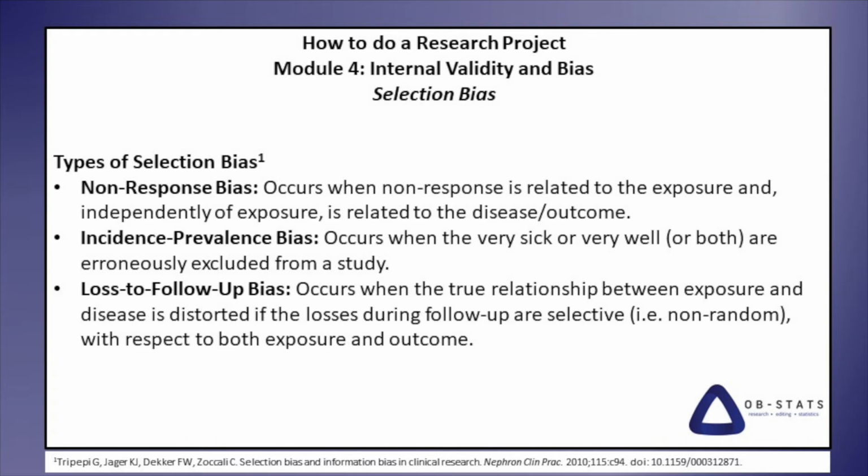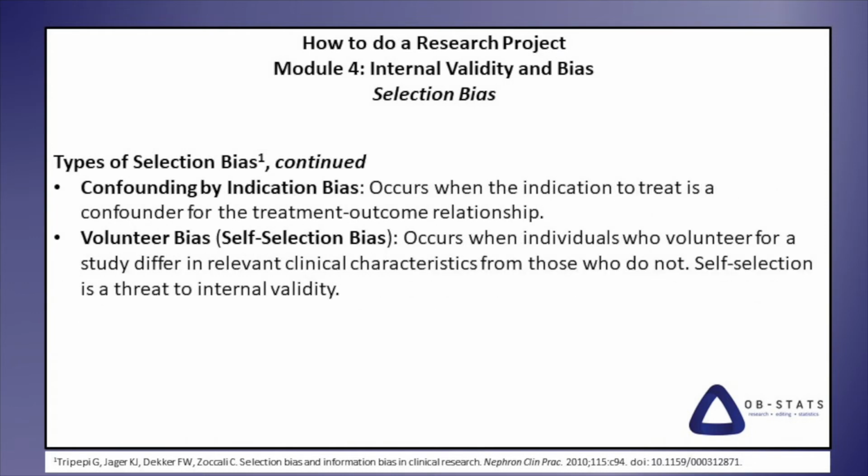Incidence prevalence bias. Incidence prevalence bias occurs when the very sick or very well, or both, are erroneously excluded from a study. Loss to follow-up bias. Loss to follow-up bias occurs when the true relationship between exposure and disease is distorted if the losses during follow-up are selective, i.e. non-random, with respect to both exposure and outcome. The following are additional types of selection bias. Confounding by indication bias. Confounding by indication bias occurs when the indication to treat is a confounder for the treatment-outcome relationship. And volunteer bias. Volunteer bias, or self-selection bias, occurs when individuals who volunteer for a study differ in relevant clinical characteristics from those who do not.